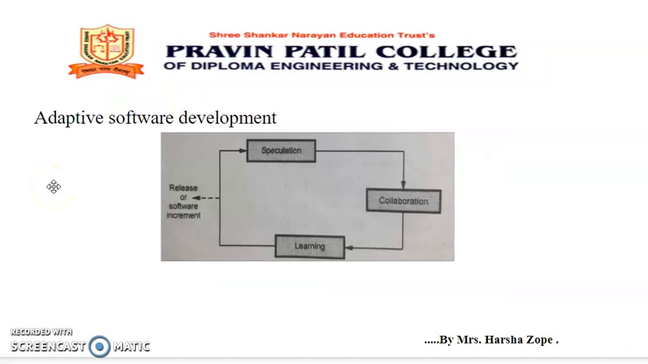Next is adaptive software development. The adaptive software development approach was proposed by Jim Highsmith. This approach is very useful in building complex software systems using an iterative approach. The focus of this method is on working in collaboration and team self-organization.